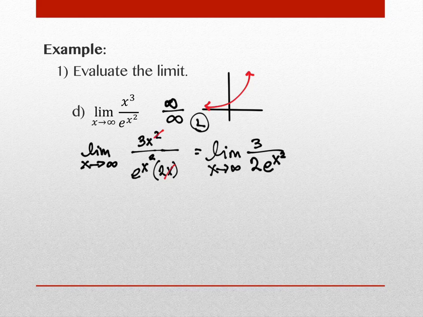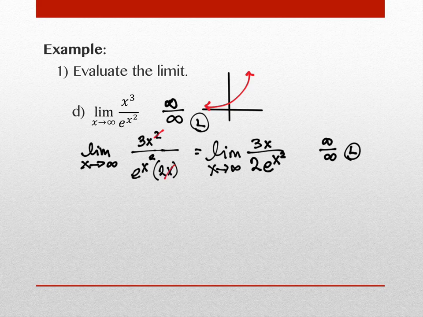Wouldn't it be 3x on top? Yep, I lost one. Thank you. 3x on top. Is that all right? What happens if I evaluate this as we go to infinity again? It's still infinity over infinity. What that means is that L'Hopital's rule still applies, and we do another step. This will be our last step, though.